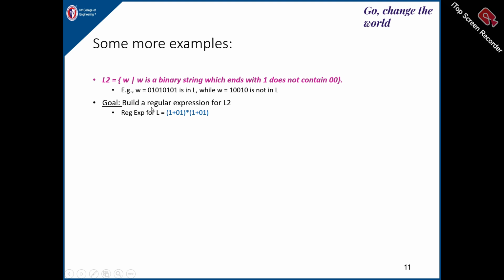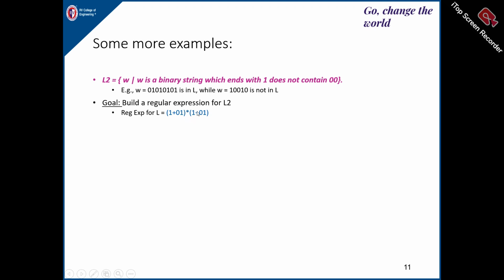Suppose here the goal is to build the regular expression for L2. Then the required regular expression for L will be equal to, it has to end with, and it should not contain 00. It means that it can be (1 + 01) whole star. This star generates the strings epsilon, 1, 11, 111, any number of ones, and 01, 0101, 1101, 010101, any such combinations, 01 concatenated with any number of ones.